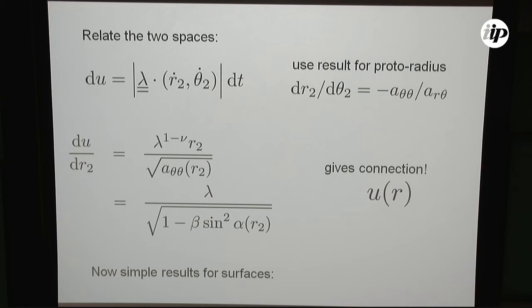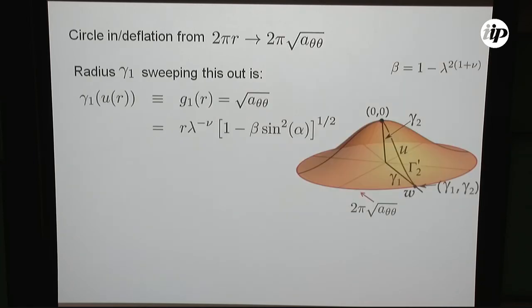So I've got that, and so now I can actually write down what the surfaces are. I can get, first of all, this perimeter. That's trivial. It says that 2 pi r becomes gamma 1 times 2 pi r, but I know that 2 pi r just inflates by that element of the metric tensor, the theta element, or the square root of it. And this radius gamma 1 is what sweeps out that distance there.